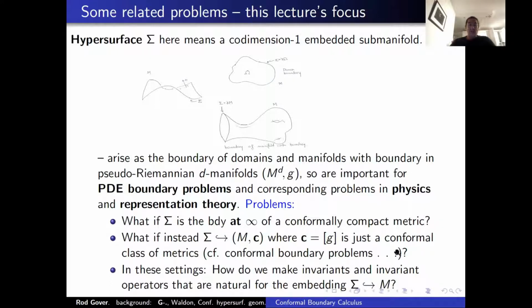And that conformal geometry has been mentioned before, but I'll revise that anyway. Okay, so in these settings, some obvious questions are: how do you make invariants, and how do you make invariant operators? This is already complicated, especially if you try it naively. So we want to look at those questions first, just for conformal, especially in this setting.